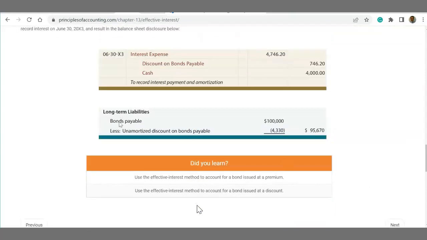And again, remember in the balance sheet, if there is a discount on bonds payable, discount means less. So bonds payable less discount gives you the net book value of the bond at that given moment. Any question?